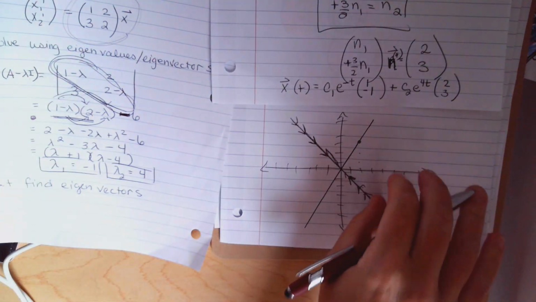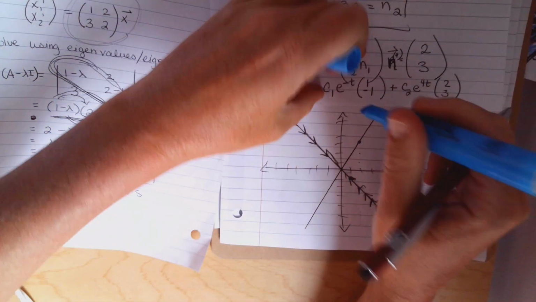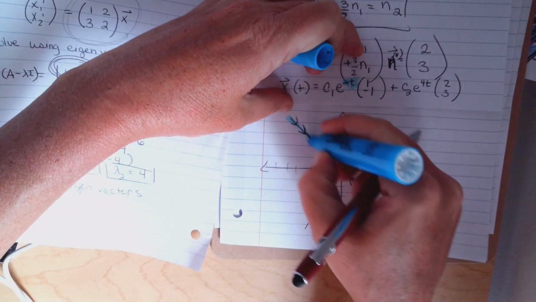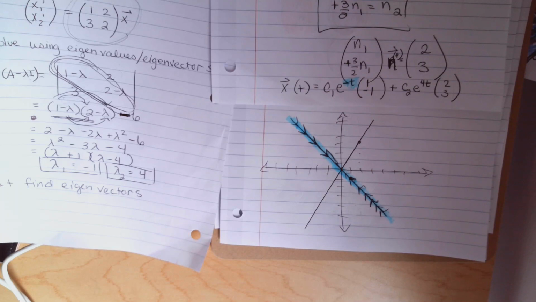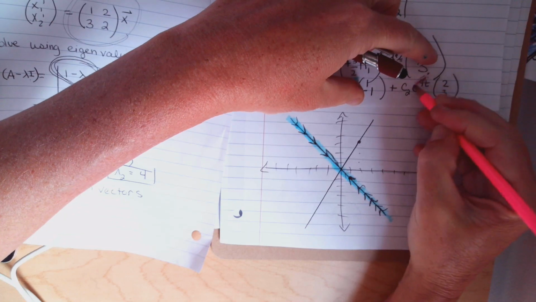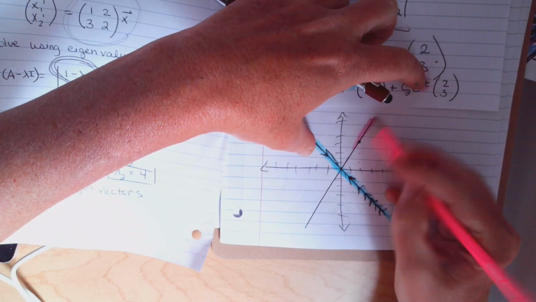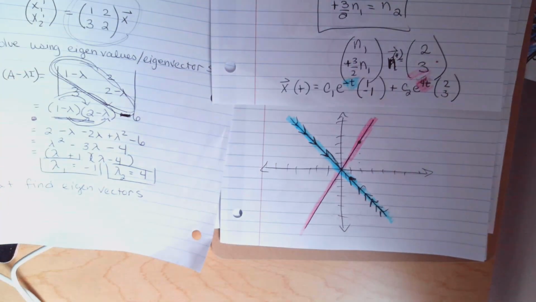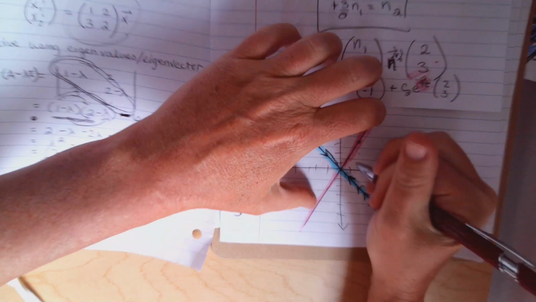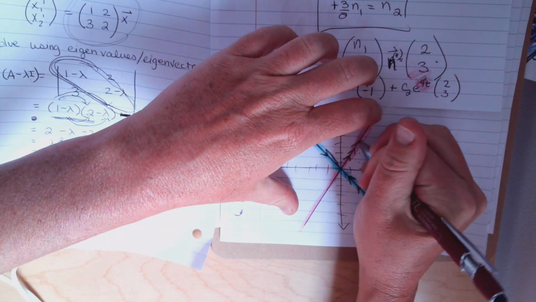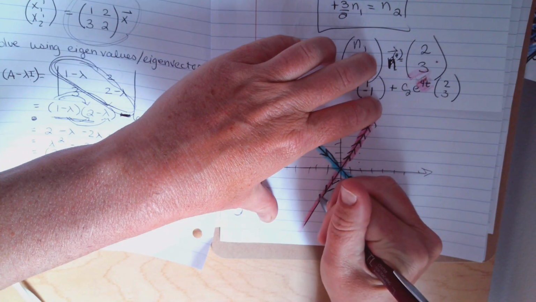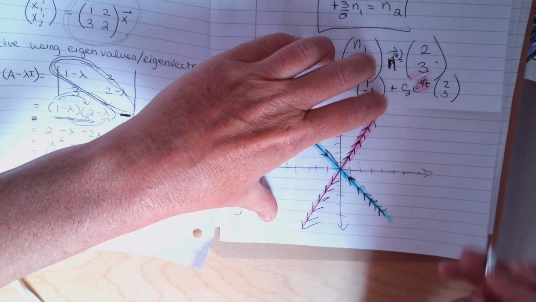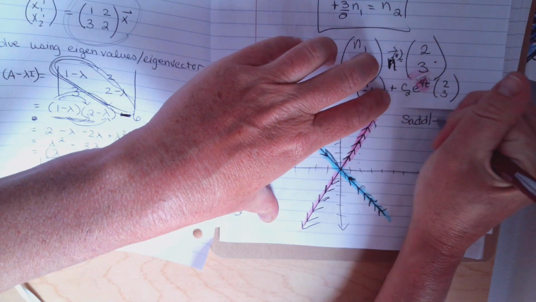This is my negative 1. Make that blue. And let's see what else I have here. Pink, I guess pink's going to do it. And then we have this 4 here. That's going to be this guy. Because 4 is positive, these arrows are going to go out. And so what we have here is what's called a saddle.